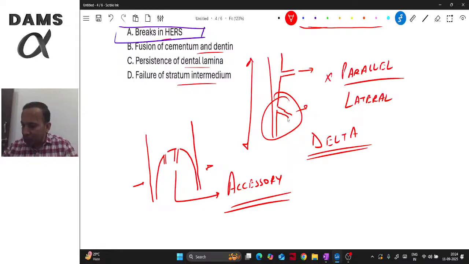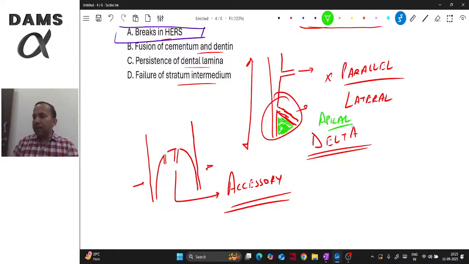Now as you can see here, because of the formation of this lateral canal, a triangular piece of dentine would be seen here, and that is what a delta looks like, a triangular piece of land, isn't it? So this piece of dentine between the two canals is known as apical delta. Is it clear? Apical delta is found usually at the apex of the root, and it occurs due to the presence of the lateral canals.